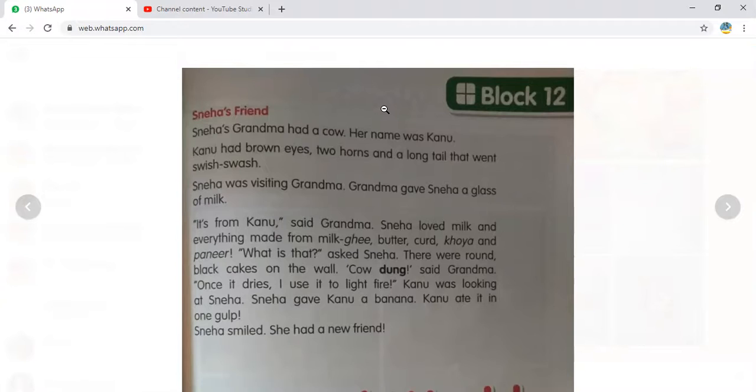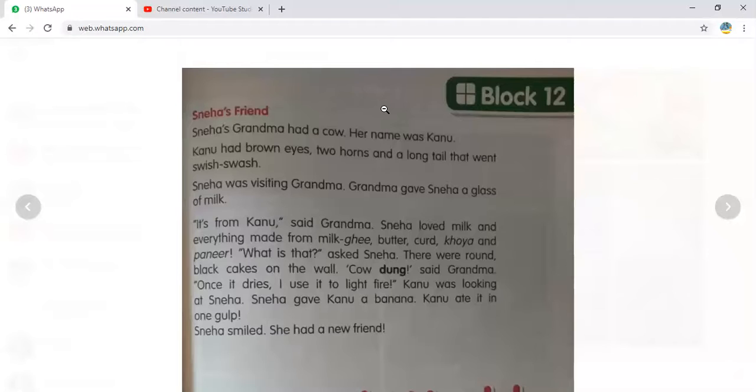What is she having? A cow. Sneha's grandmother has what? A cow. Her name was Kanu. Sneha's grandmother has a cow.